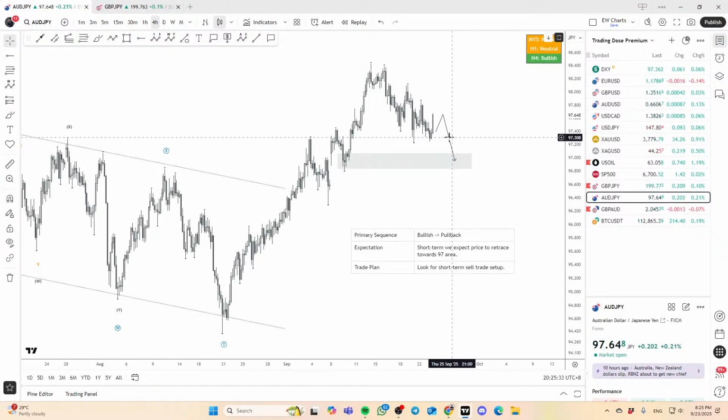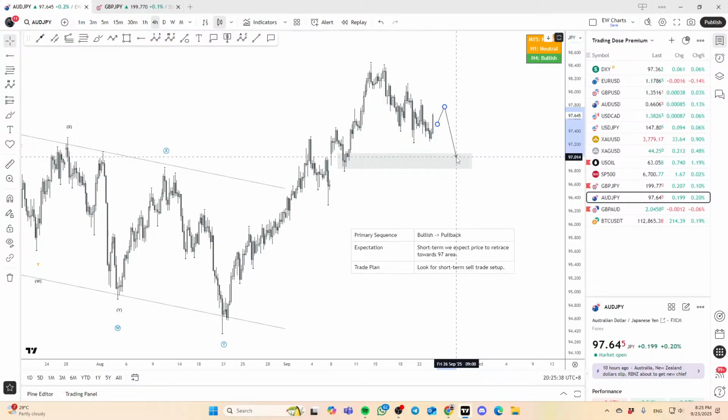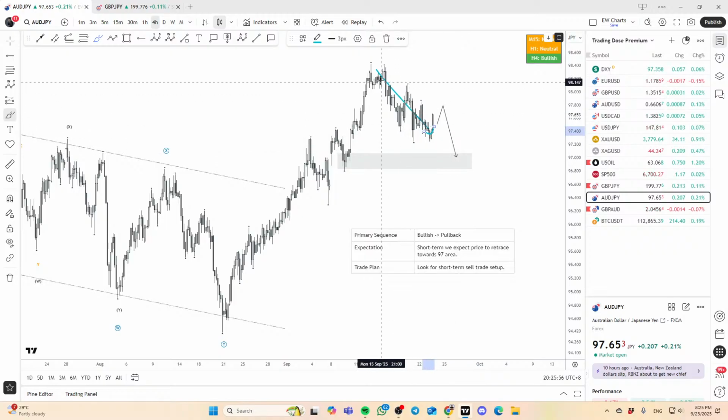Then we have Aussie yen. Here, we did have a trade taking profit earlier on, from last week to this week. Right now, I don't see any clear opportunity to be looking for trade setups. We are expecting that pullback, but the pullback is already almost 70% done, because this is the pullback that we were expecting.